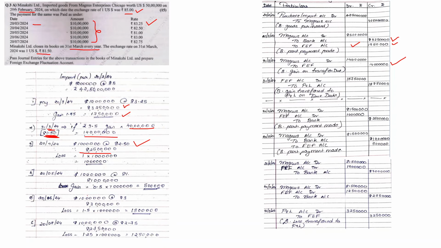Next, in June, we are making a payment at 83. I'm paying extra, it's my loss. So in loss, FEF is always debited. Magnus account debit, FEF account debit to bank with their respective values.